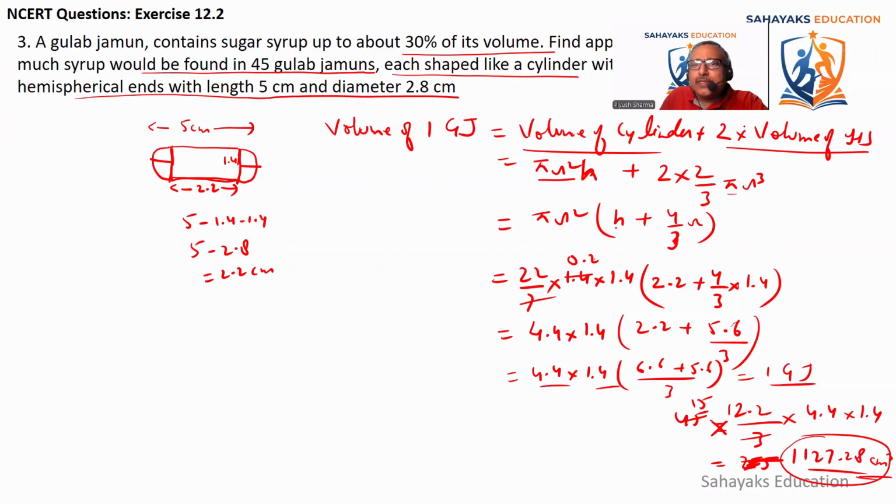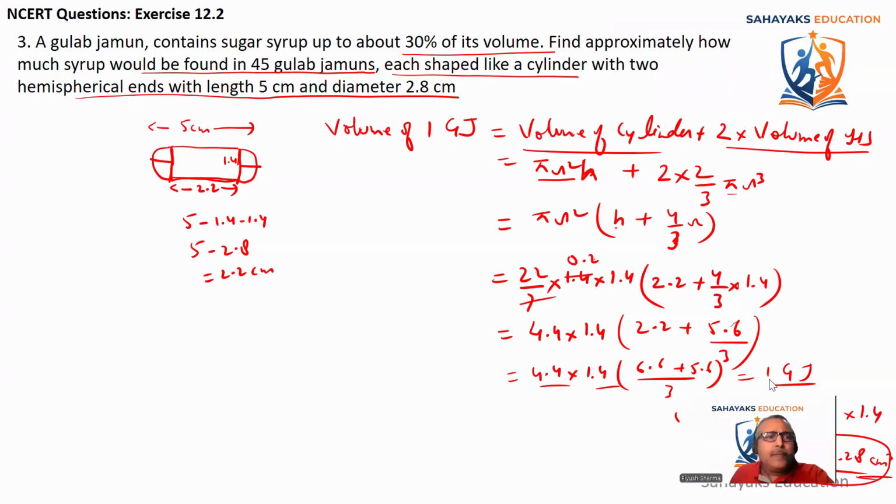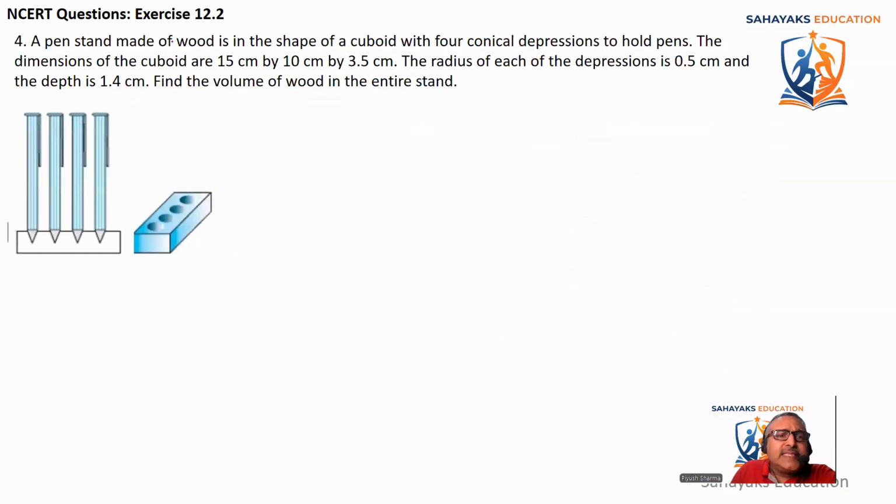Okay, so coming to the next question. It says a pen stand made of wood in the shape of a cuboid, with 4 conical depressions to hold pens. So this is a cuboid, and there are 4 depressions. This is the depression to hold pens. There are 4 pens it can hold.